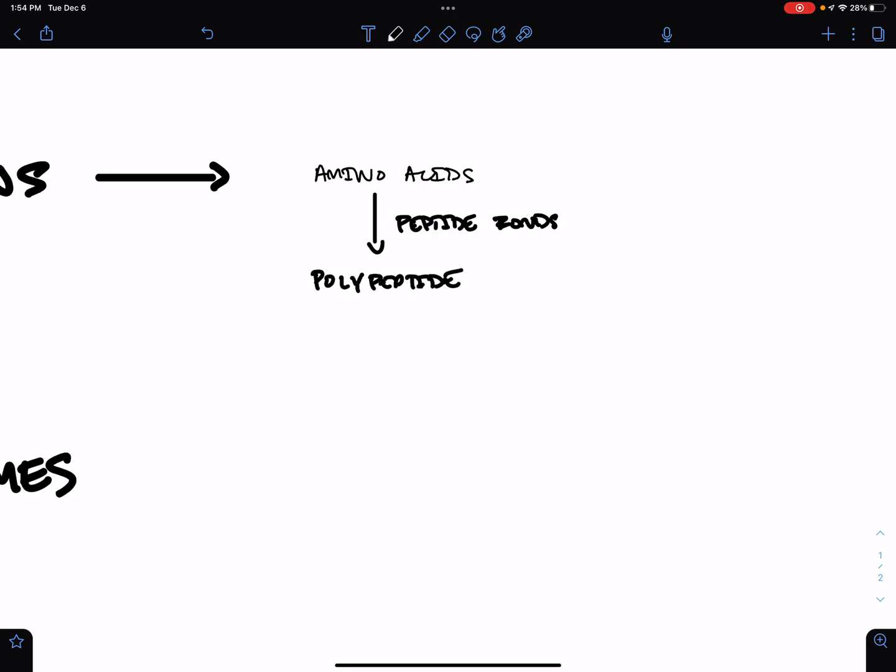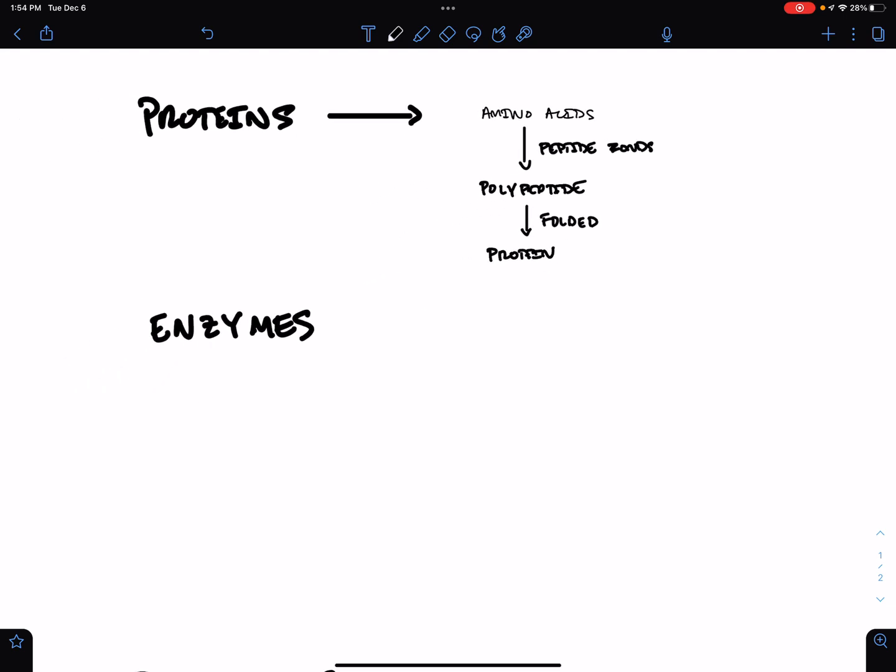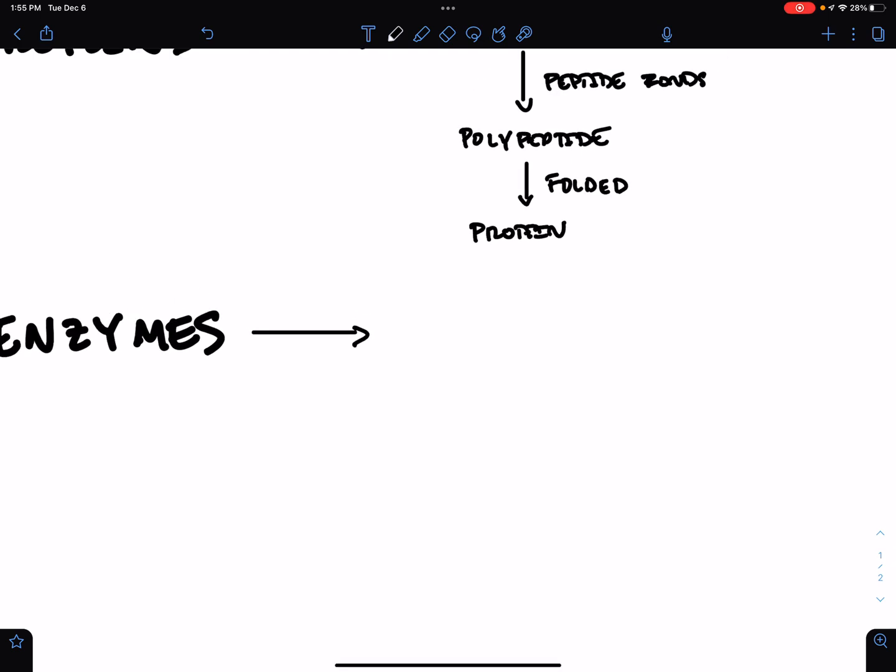And then a polypeptide itself is folded into a complicated three-dimensional shape to become a functional protein. And that relates to the topic of today because we're going to be discussing what enzymes are and how they function in biological systems. Enzymes are biological catalysts.